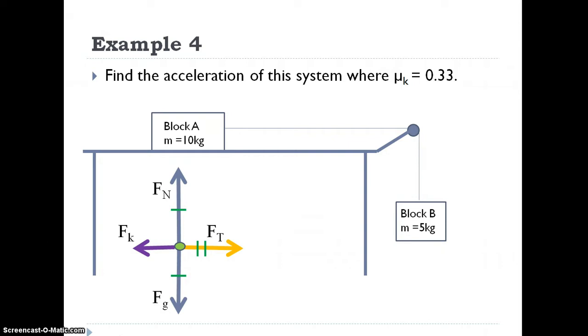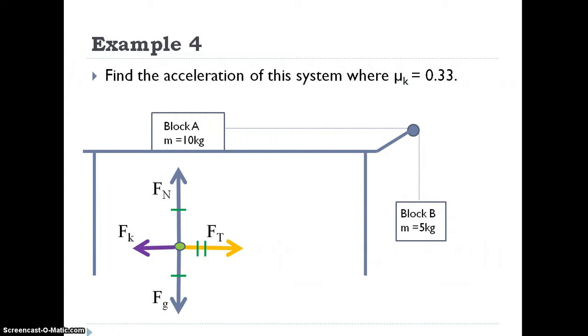So it's the same force diagram as before. Friction will resist the motion. Is there friction on block B? No, because there's no surface for it to go on, and we always assume that pulleys are frictionless, so there's no friction there. So whenever there is friction, we're talking about on the table.